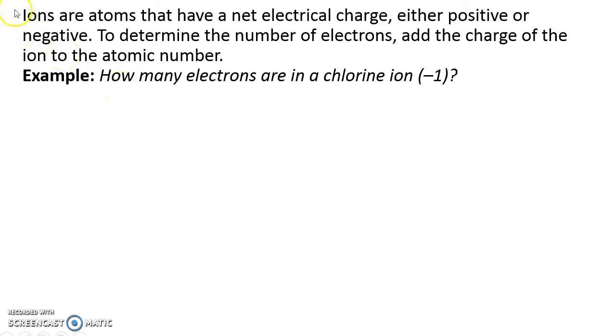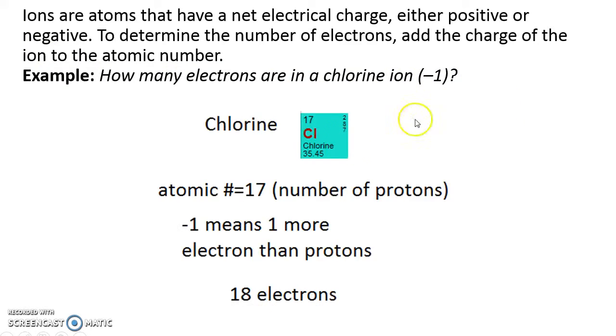The next problem has to do with ions. How many electrons are in a chlorine ion? Chlorine ions have a charge of -1. So to do this, figure out the number of protons. That's the atomic number. It's the number that you see listed right above chlorine on the periodic table. So that's 17. -1 means that it has one more electron than it does protons. So one more than 17 would be 18.